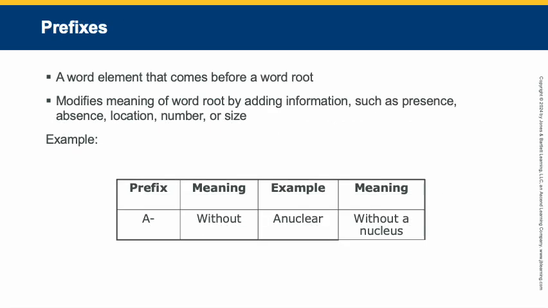Now let's talk about prefixes. Prefixes come before a word root. This modifies the meaning of the word root by adding information such as presence, absence, location, number, or size. And an example that they give you is the prefix a. A means without. So an example, anuclear means without a nucleus.